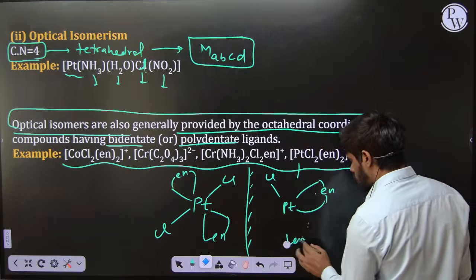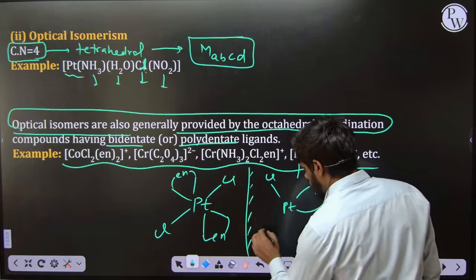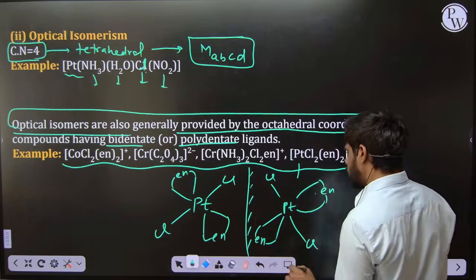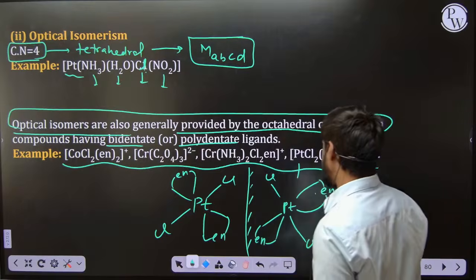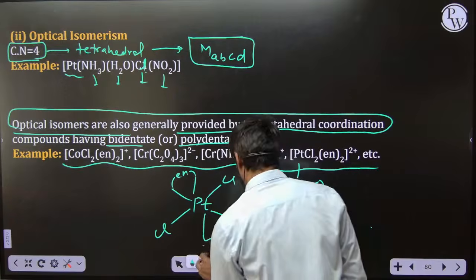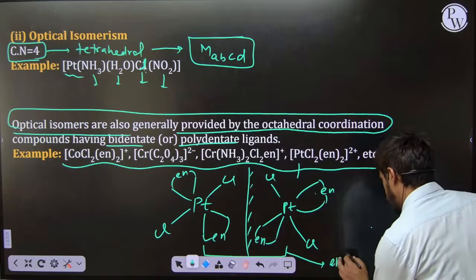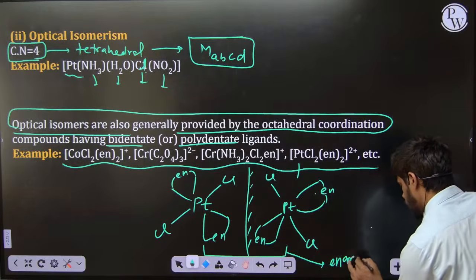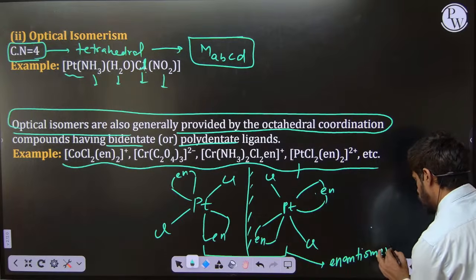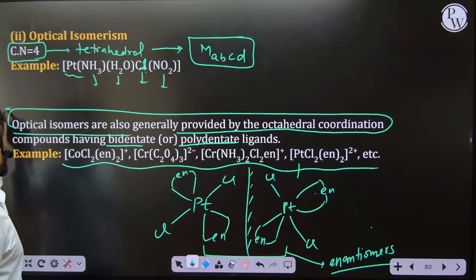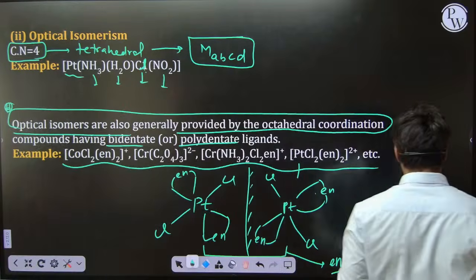So this is an enantiomer pair. If they are mirror images of each other and they are not superimposable, then we can say they are known as an enantiomer pair. Enantiomer pair. This is an enantiomer pair. We can say here it is given: an optically active compound is formed by bidentate or polydentate complexes.